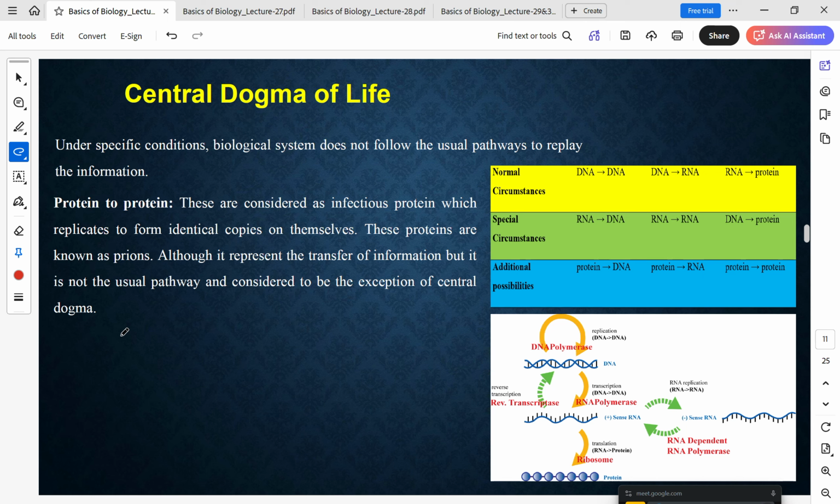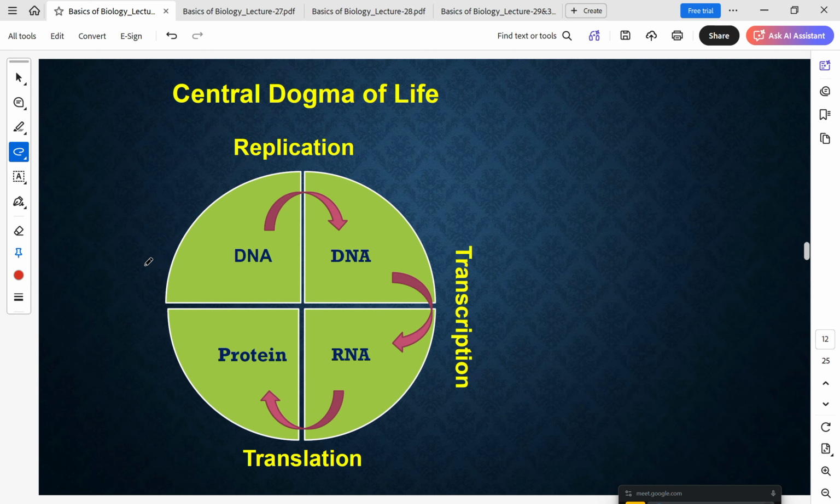There are certain infectious proteins known as prions. These are nucleic acid free entities. These have various infectious proteins, and the proteins replicate themselves to create more copies of themselves to infect host organisms. But this is a very unusual pathway and is considered to be an exception to the central dogma.